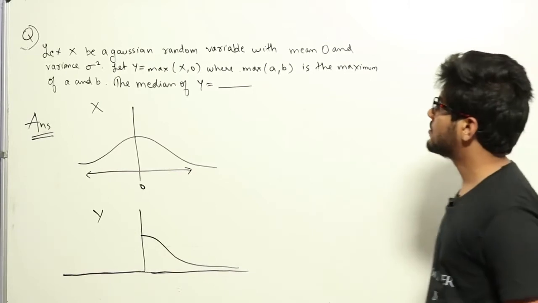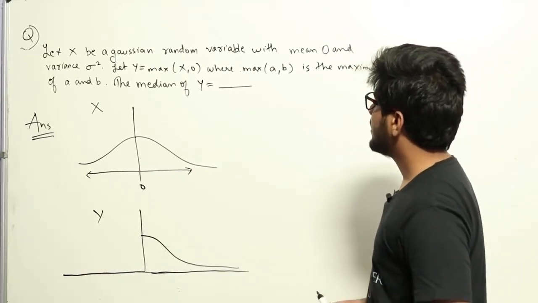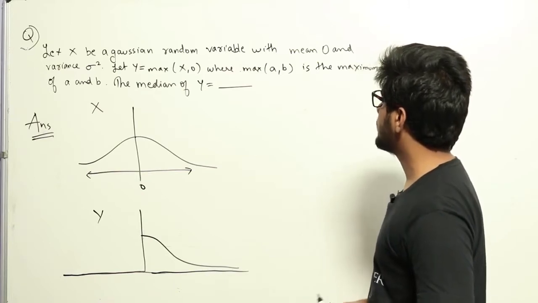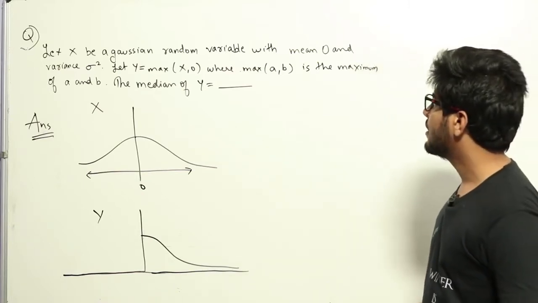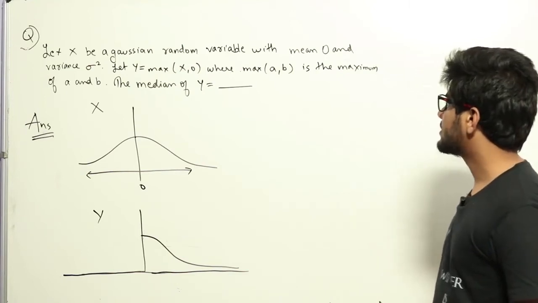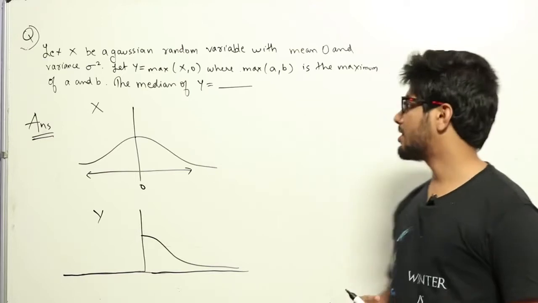Let X be a Gaussian random variable with mean 0 and variance sigma square. Let Y equals max of X comma 0, where max of A comma B is the maximum of A and B. The median of Y equals to dash. This is a question from probability distributions coming from engineering mathematics.